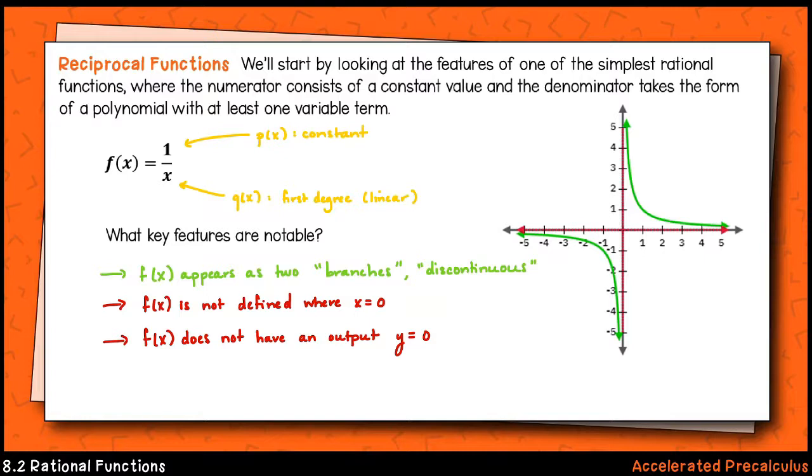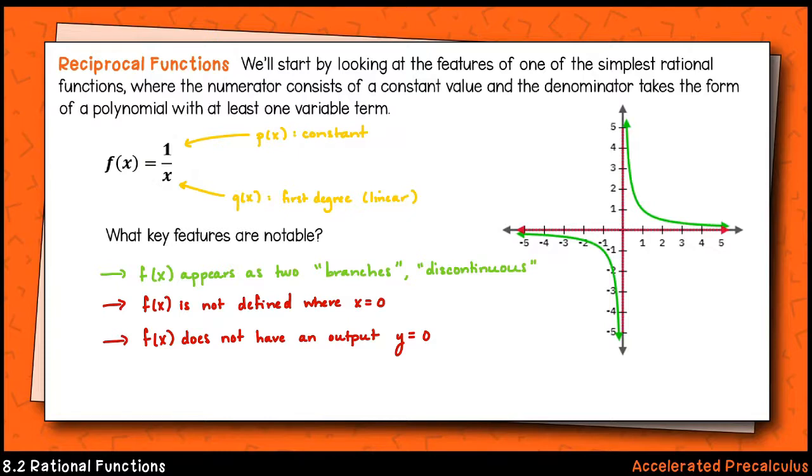We can see that the function itself is discontinuous or appears in two branches, so to speak. Next, we can see that there are these areas where the function very clearly does not reside. For example, the function is not defined at all for the input x equals 0, and the function does not produce an output at y equals 0. If we look at the construction of the expression 1 over x, we can justify each of these features.